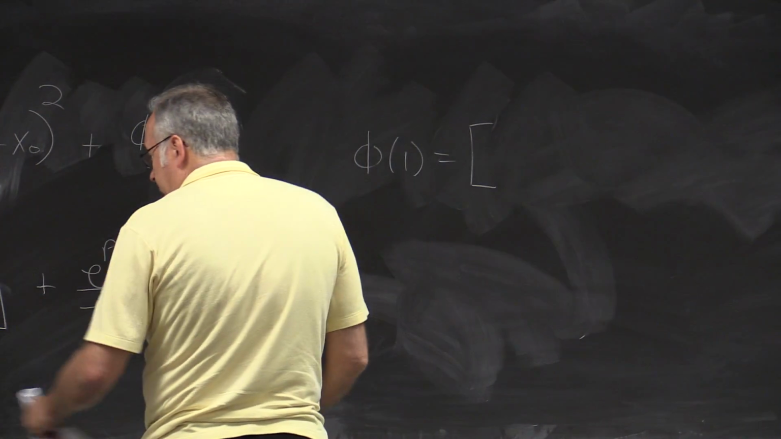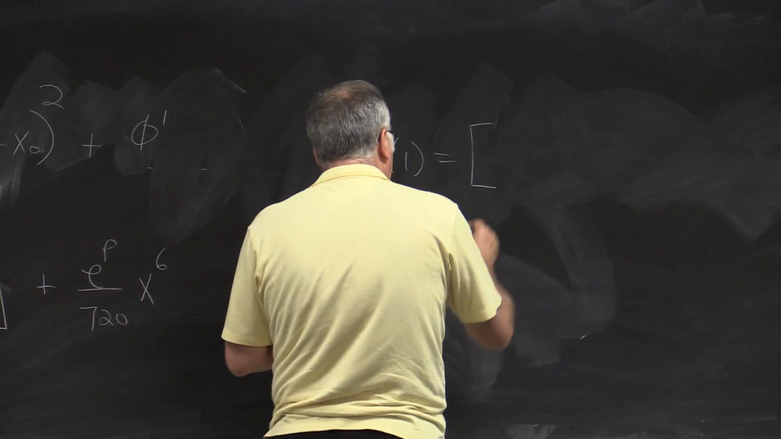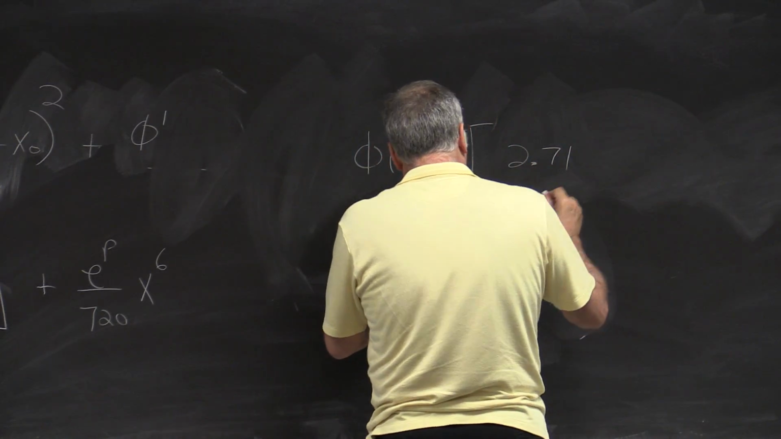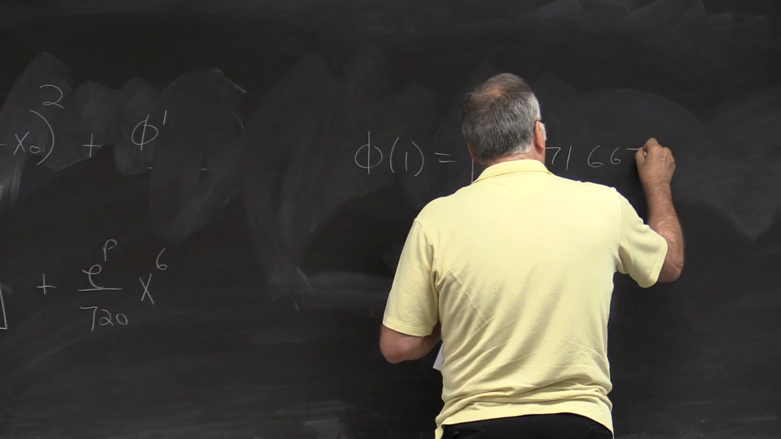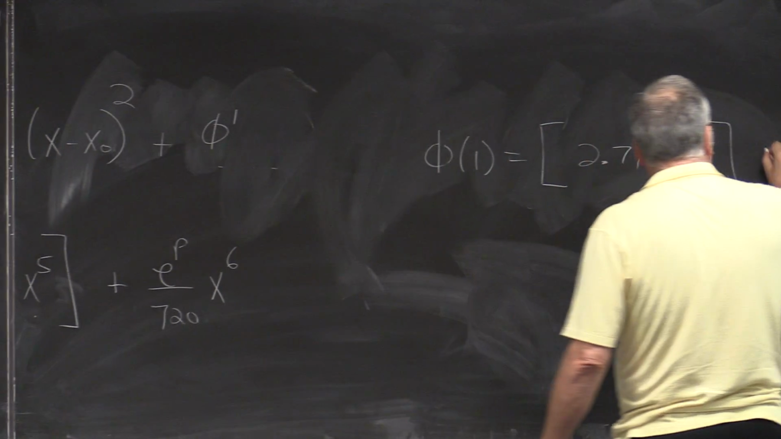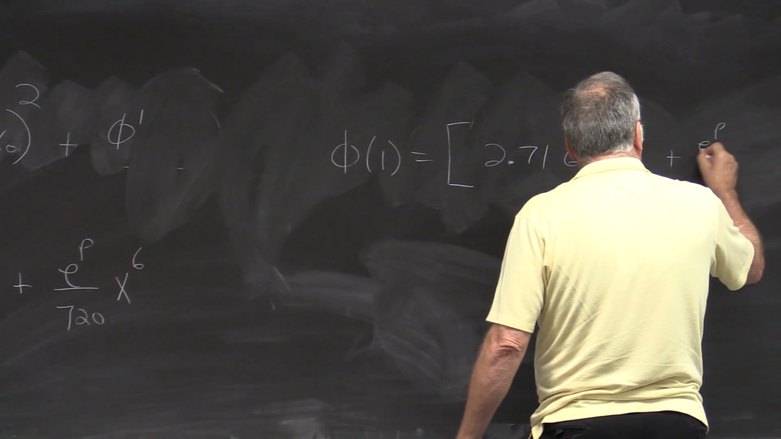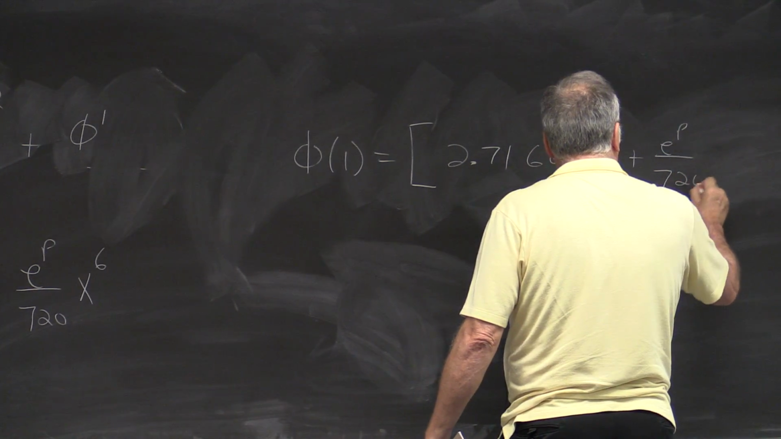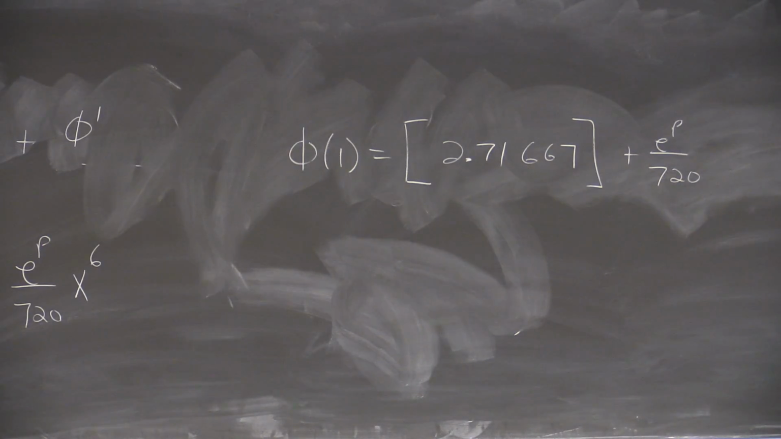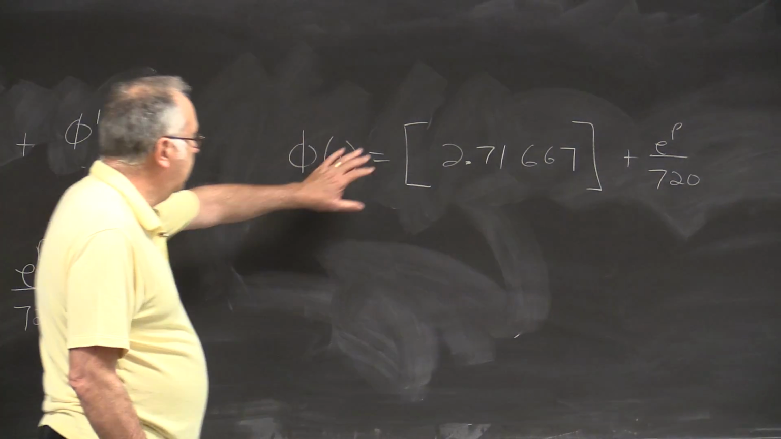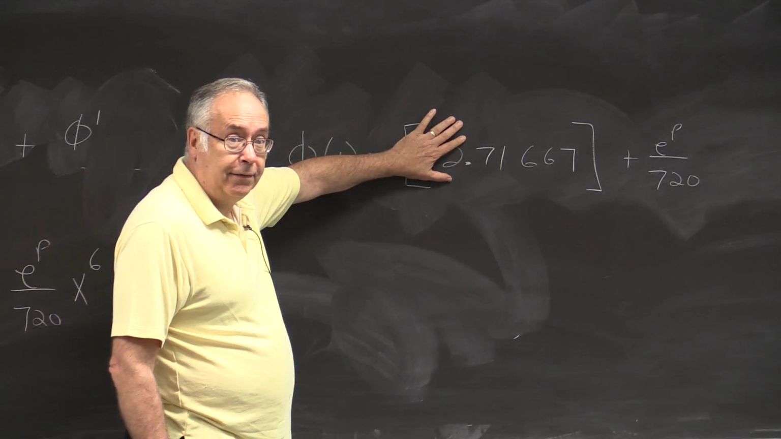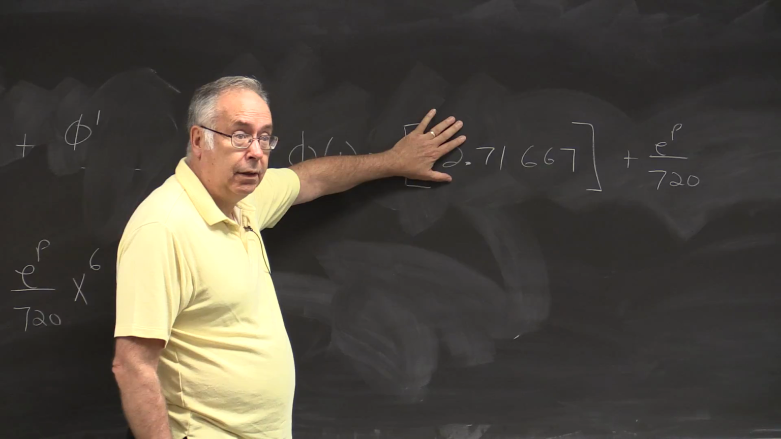The sum of all those terms, I get 2.71667. So this last term would be plus e to the p power divided by 7. But we don't know what p is. So this would be our approximation for basically e. This phi of 1 is just e to the 1 power.